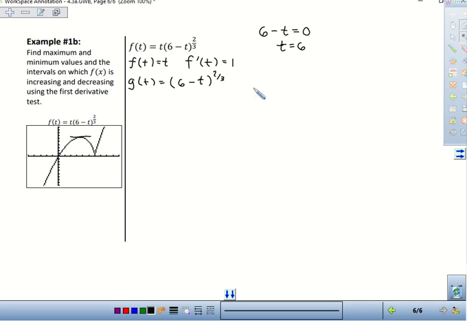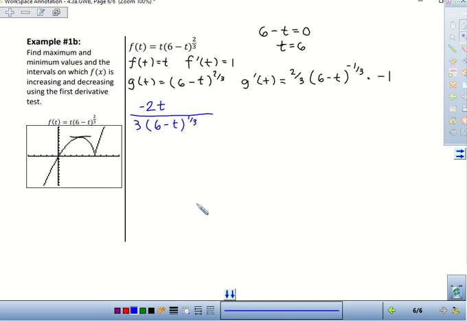And then we're going to take the derivative of g of t, where you use the chain rule. So the 2/3 comes out front. It's going to be 6 minus t to the power of -1/3 times the derivative of the inside, which is -1. So we're just going to use the product rule: f of t times g prime of t. I'm going to simplify it for you. It's just going to be -2t over 3 times 6 minus t to the positive 1/3 power.